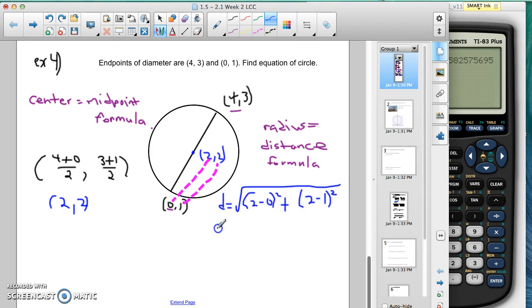So the radius here is going to equal the square root of, in this case, 2 squared, which is 4, and 1 squared, which is 1. So the square root of 5 is your radius.